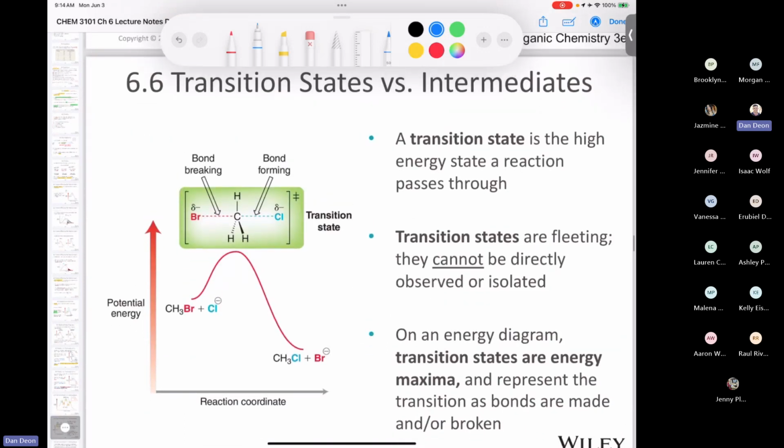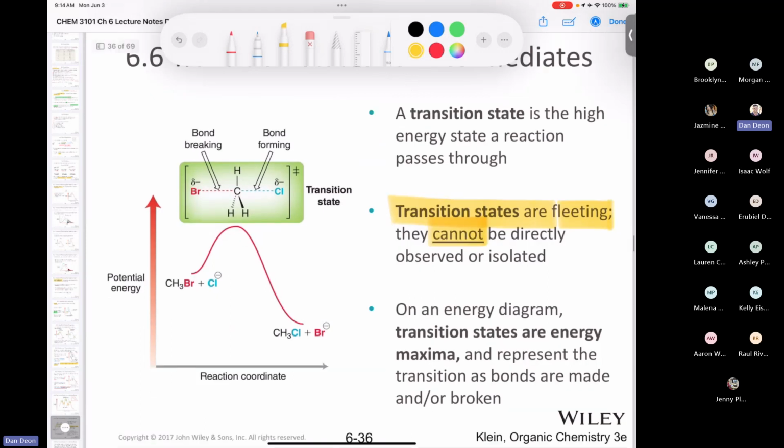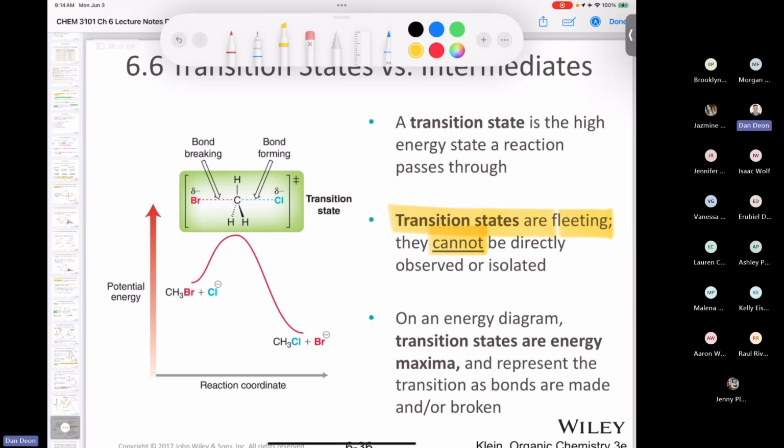So it says here, this is a better way of defining it. A transition state is a high energy state that the reaction passes through. It's where bonds are broken and formed simultaneously. Bonds are partially there and partially broken. Transition states, like I said, you can't put one in a bottle and carry it around. They're fleeting, very rapid. They cannot be directly observed or isolated. They can be studied, okay, but you can't take a transition state and go for a drive with it or something.